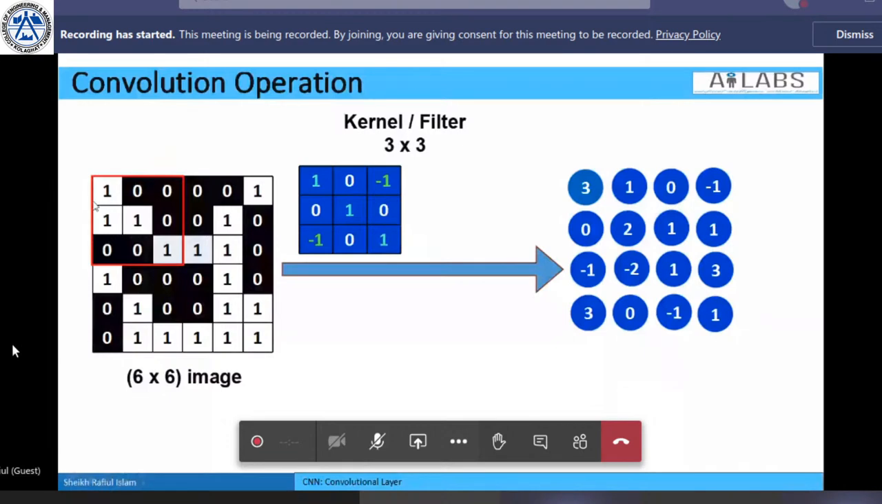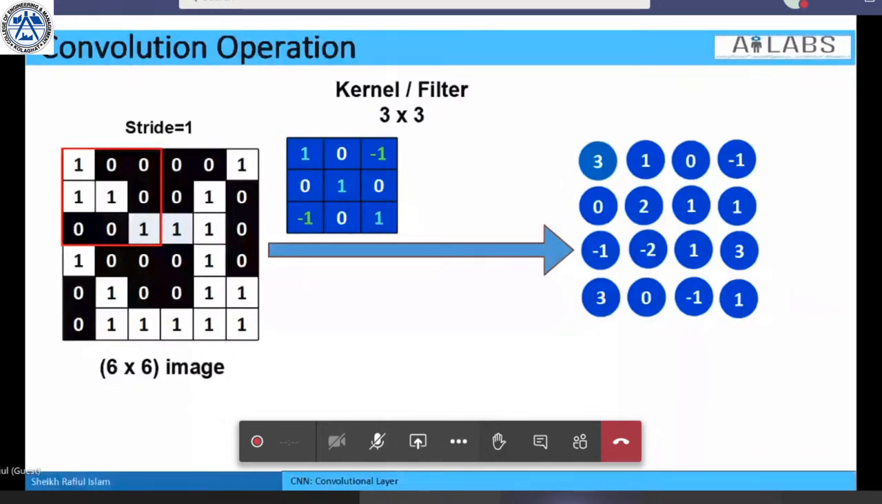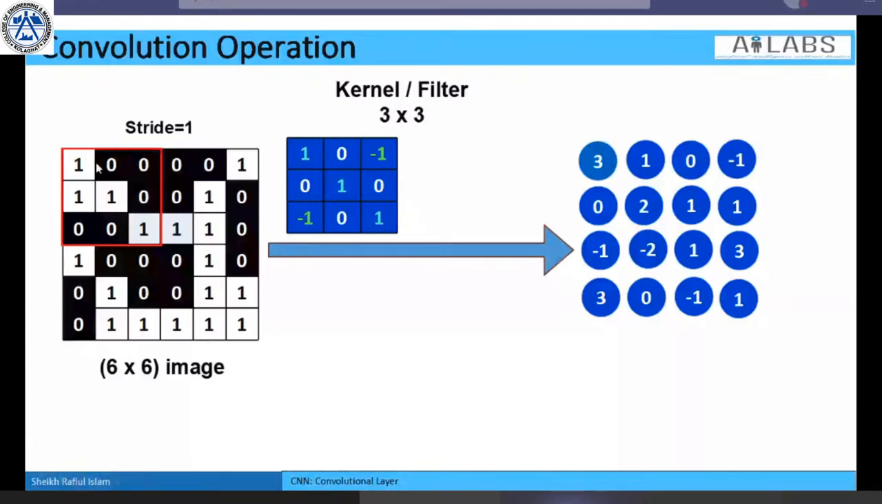Now to compute the next output, you need to shift the kernel to the next position. For that we need to define a stride, whether it is 1, 2, or 3. It depends on how you are addressing the problem. If the stride is 1, then after 1 column this window appears here, and we consider this portion to calculate this value. In this way you move the kernel over the image, come down by 1 row, and again calculate, and you will have this activation map.